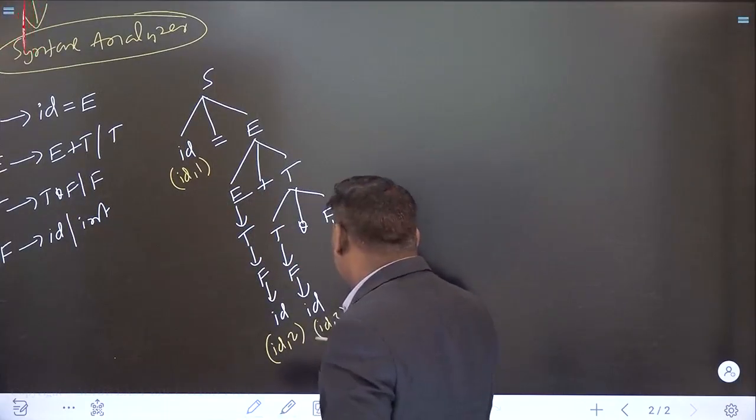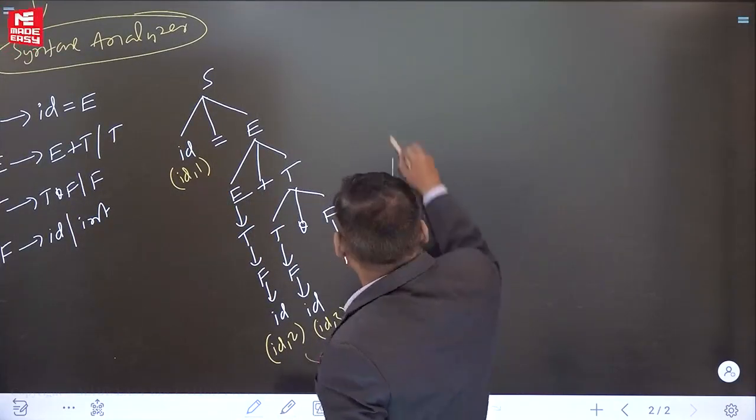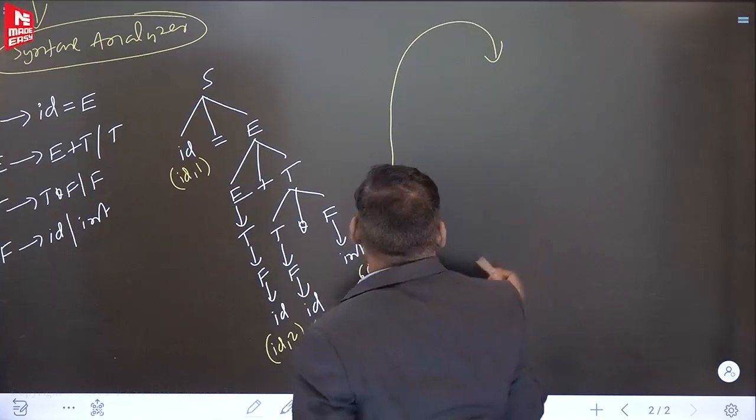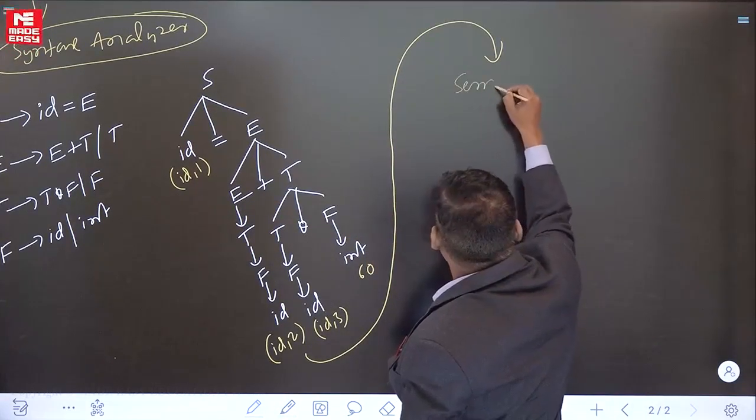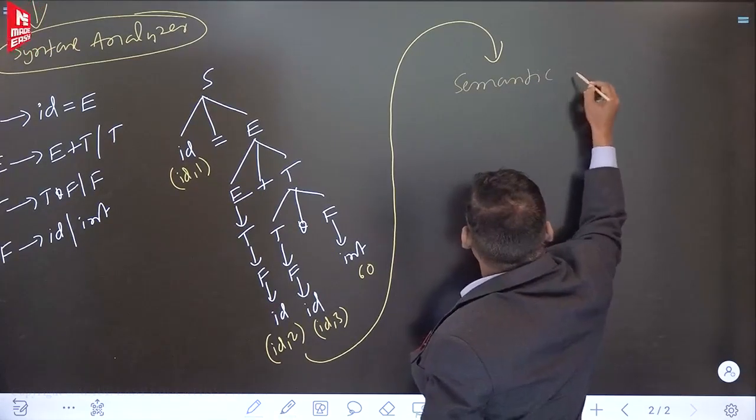Right, now see the next one. This is the input to the next phase of the compiler. Who is that? Semantic analyzer.